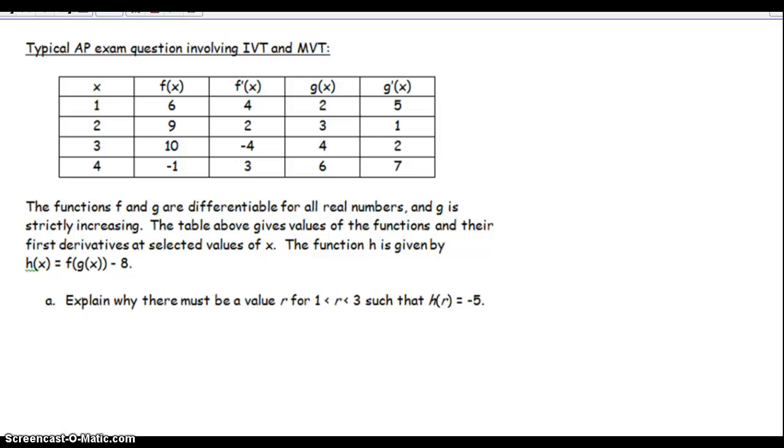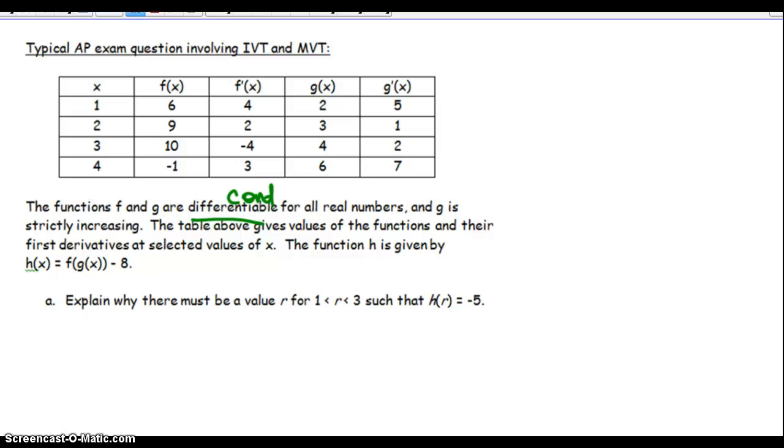So we start. They tell you, very nice here, you've got functions f and g are differentiable. That's nice to know. It's also nice to know that g is strictly increasing. The fact that they are differentiable means you now know that it's also continuous, correct? You go on through, they've given you specific values, and they've given you this gorgeous composition, -8, right there.